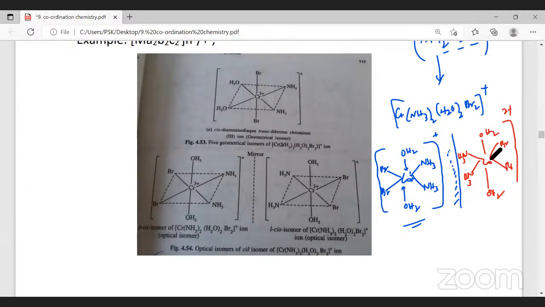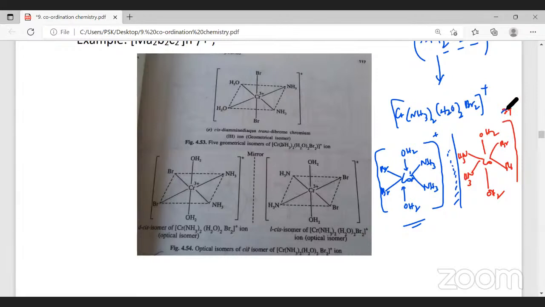Sir, they will overlap. Huh? Are they superimposable? Sir, no, because ammonia is on the right side here. If I take this and place it, ammonia will be on the right side. But in this complex, ammonia is on the left side. Bromine here is on the left side, and here bromine is on the right side. Therefore, they will not superimpose.